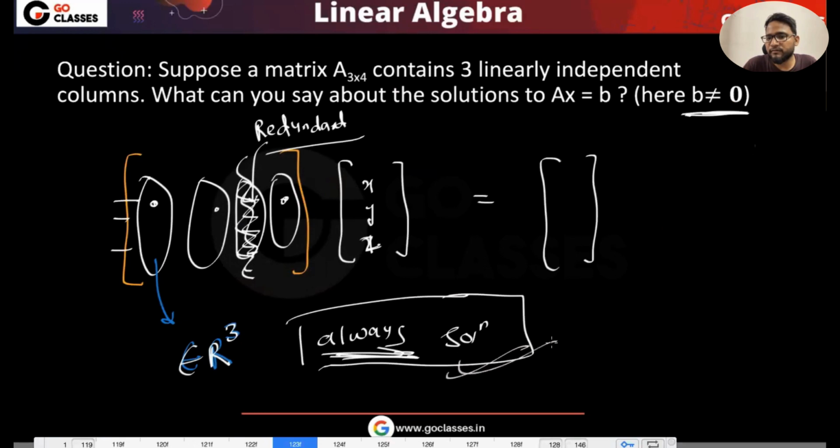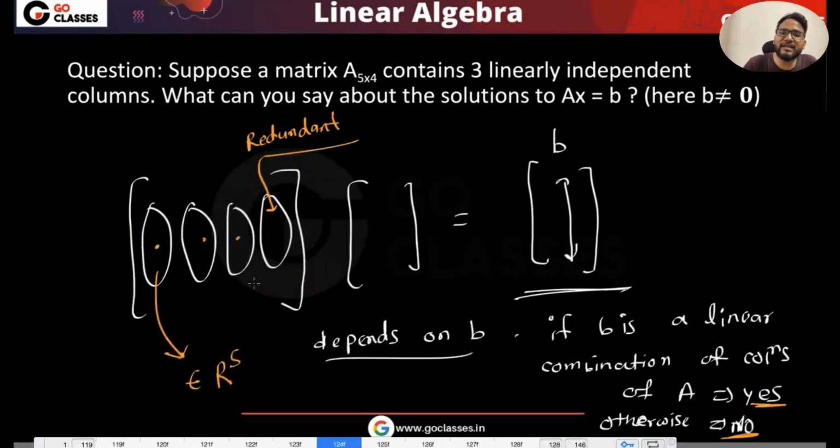Then there is always a solution. Here they are saying in R5 you just have 3 linearly independent columns. Can you fill the space? No. Do you always have the solution? No, right? We needed 5, but you have only 3, so you cannot fill the space.